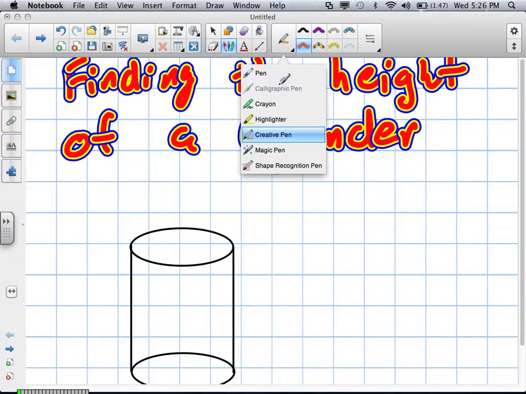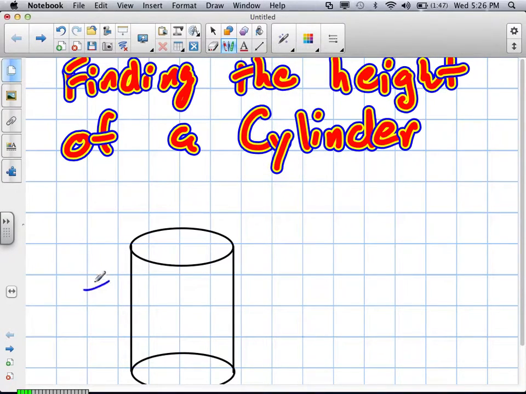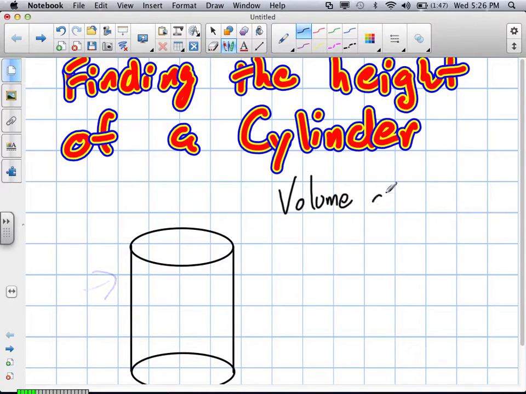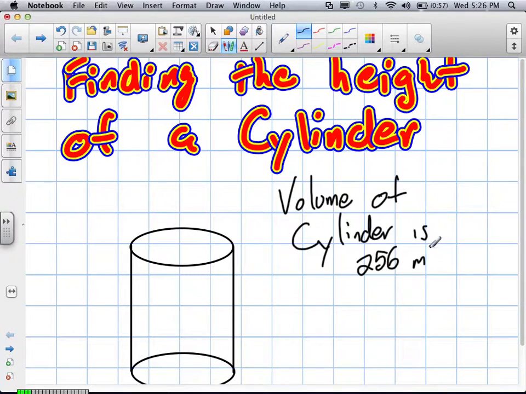Okay, so we're going to go over finding the height of a cylinder. Here's our cylinder object, and what happens in this question is it's actually giving you the volume already. So we're going to say the volume of the cylinder is maybe 256 cubic meters, we'll say. It's very big. It's a very large cylinder.